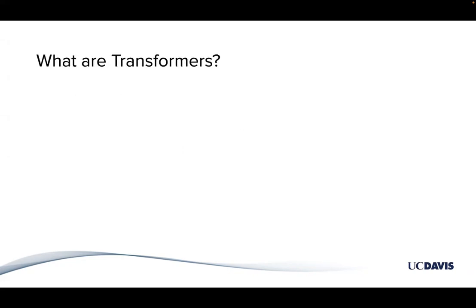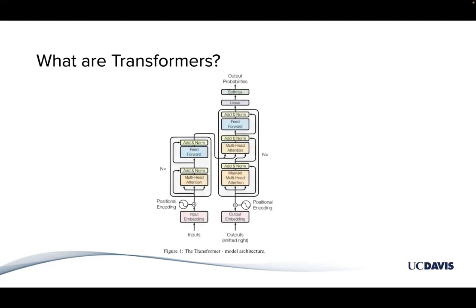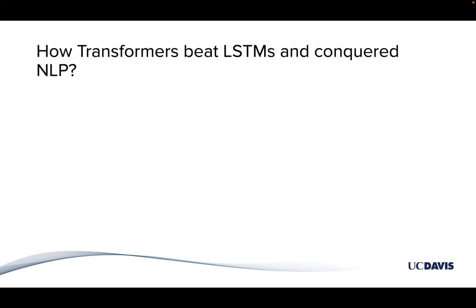So what are transformers? We all saw this model architecture. This is the transformer architecture block. This is an encoder, this is a decoder. The core part of this architecture is the self-attention layer, which is here. So the question is, with this architecture of transformers, how did transformers beat LSTMs in natural language processing? For that, we'll take a quick look at the drawbacks of LSTMs in the first place.